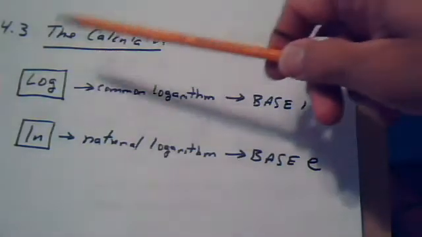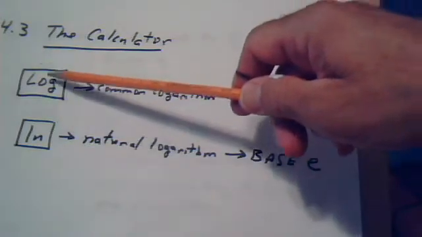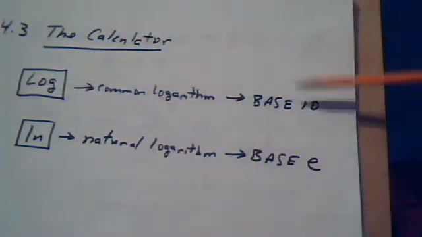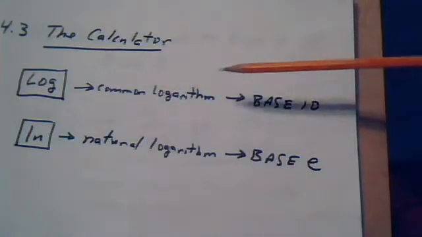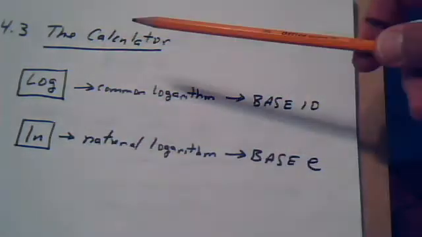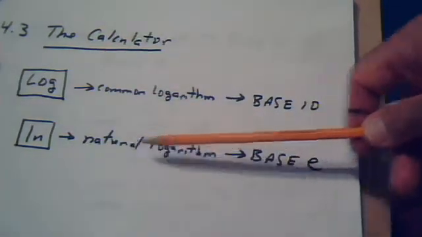In your calculator, you have two keys. One is called log and the other one ln. With the log key, your calculator is going to understand that it's base 10. This one's called a common logarithm, a base 10 log. If you use this key, ln, your calculator is going to understand that you're using base e. This is called the natural logarithm.